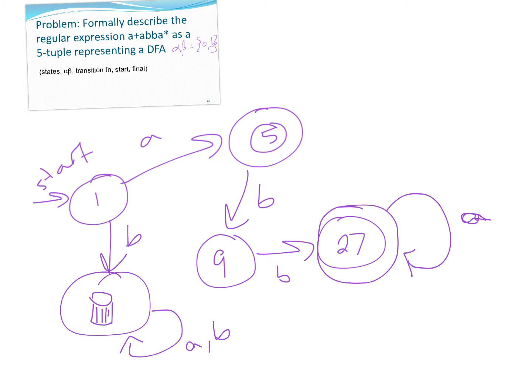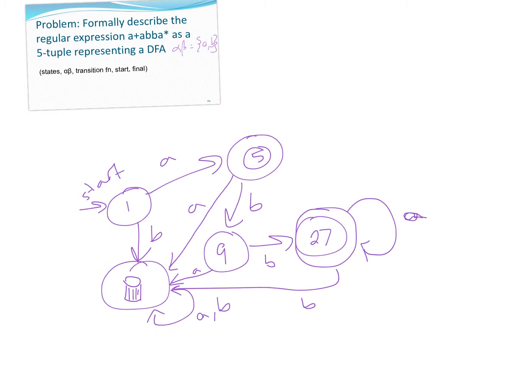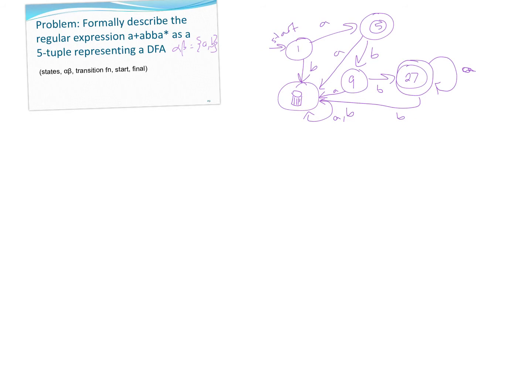Harder to go through all the states here when they're not numbered, but we'll go through them sequentially. Trash is okay. State 1 is okay. State 5 has an out arrow for B, but no A. So I guess state 5 will send to the trash on A. State 9 has an out arrow for B, but not for A. And state 27 has an out arrow for A, but not for B. So there's my DFA. Let's shrink it down, put it up there for reference.